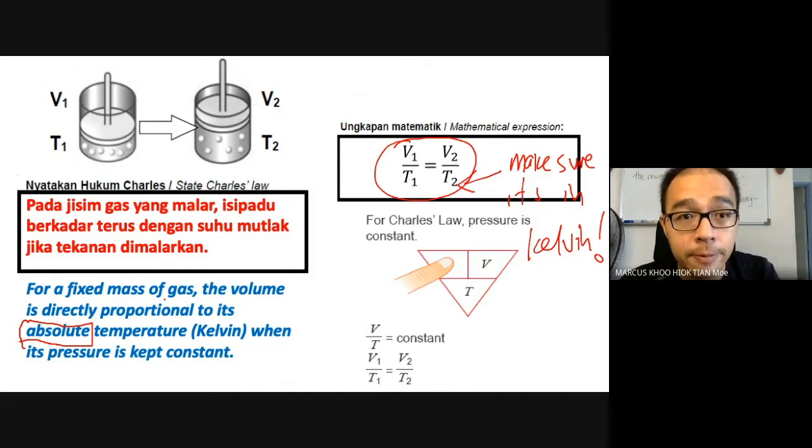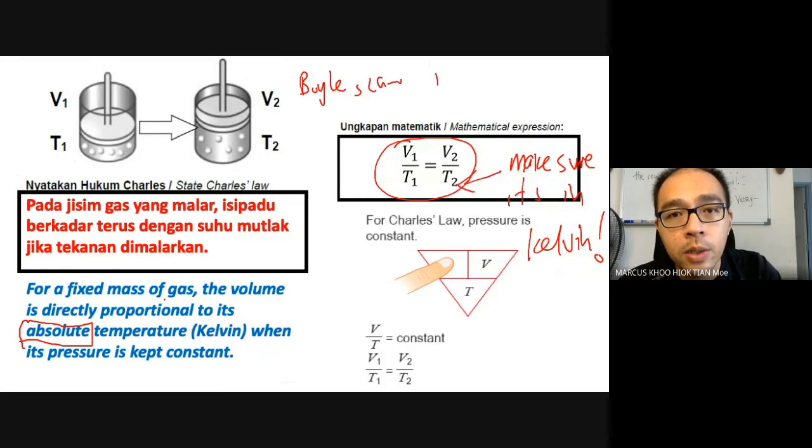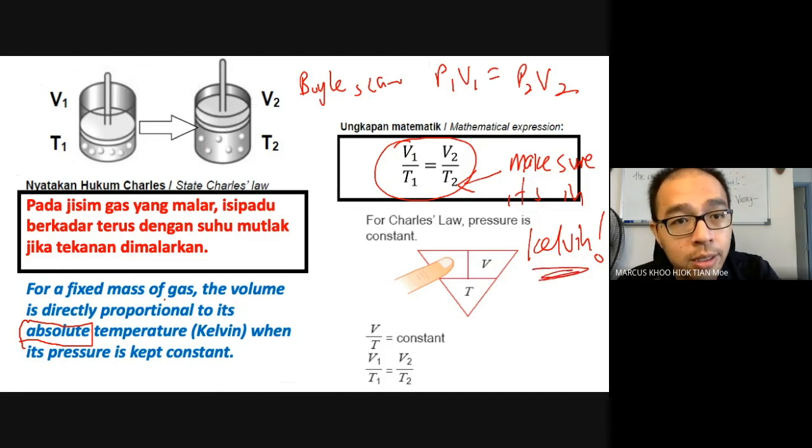Okay, definitely. Now let me recap again. Boyle's law is P1 V1 equals P2 V2. This is Charles' law: V1, volume 1, over T1 equals V2 over T2. And you have to make sure that the T2 is in Kelvin.